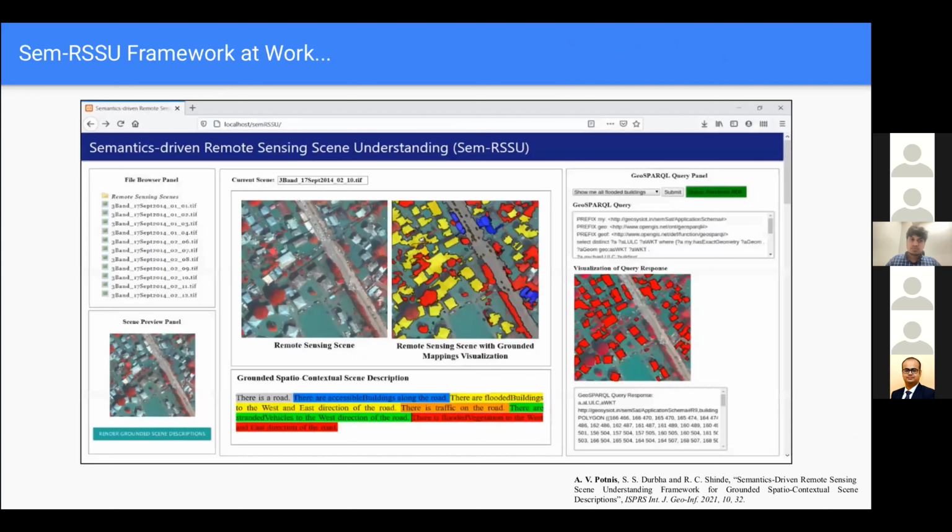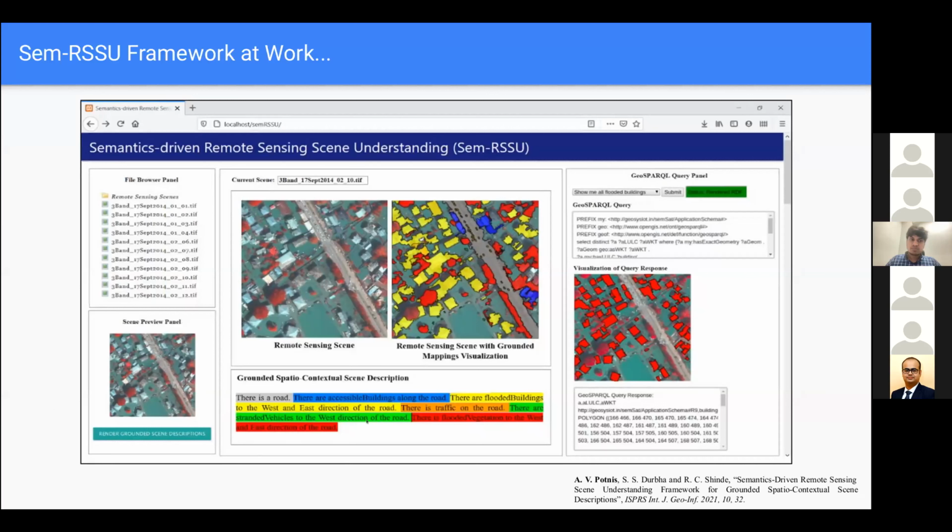So with that understanding, we developed this front end for the framework that was implemented by our research group. So you can see that on the left hand side there is a file browser panel, and multiple files are listed here. So these files are essentially satellite images, right? There is a preview panel on the bottom left that you can see, and then there is a button called render grounded scene descriptions. So on the clicking of this button, what happens is the framework runs at the backend. It generates the visualization of the remote sensing scene along with the scene description in the English language.